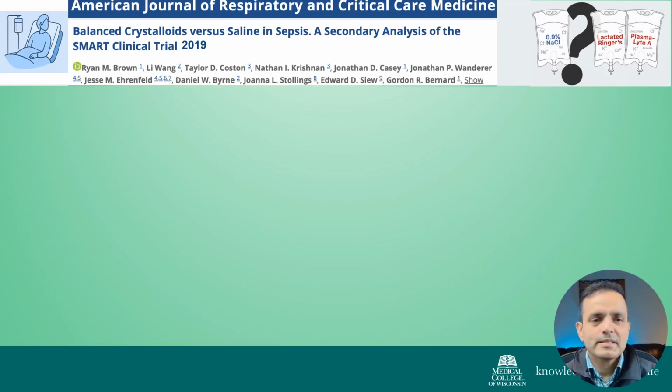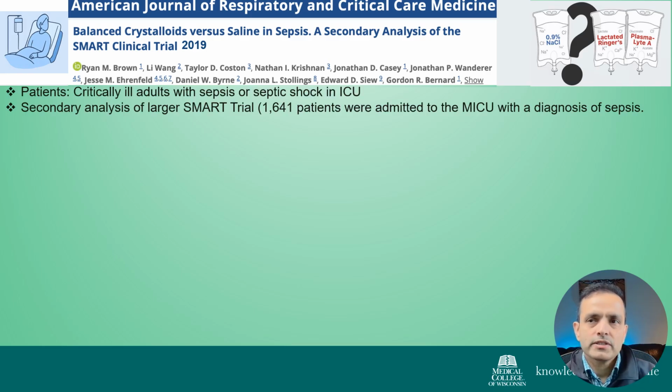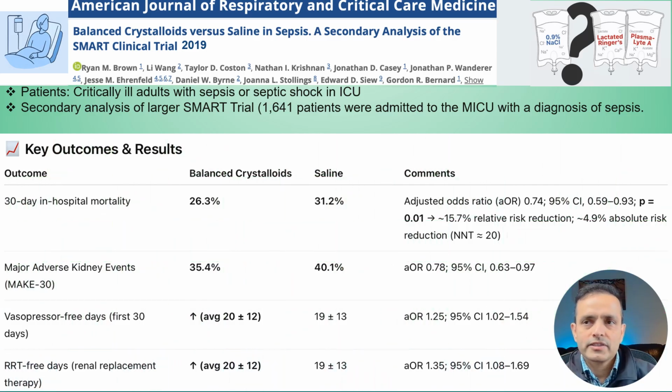Then they did a secondary analysis of this SMART trial. Remember, the primary trial was done in sick people admitted to ICU, but they pulled septic people out of that population. Out of 15,802 patients enrolled in SMART, they pulled out 1,641 people admitted to ICU with sepsis or septic shock, and then they did a secondary analysis.